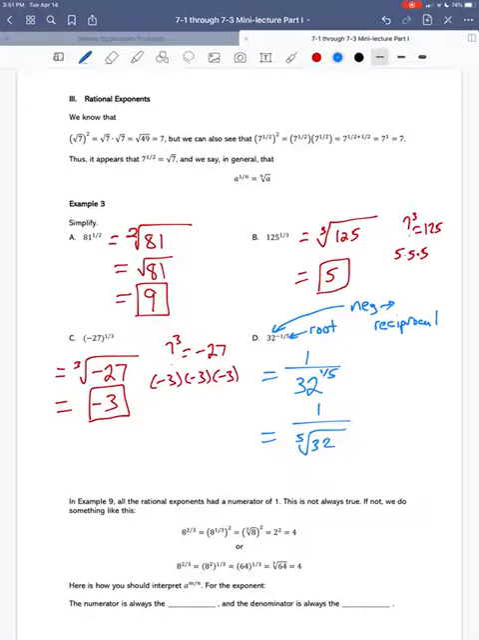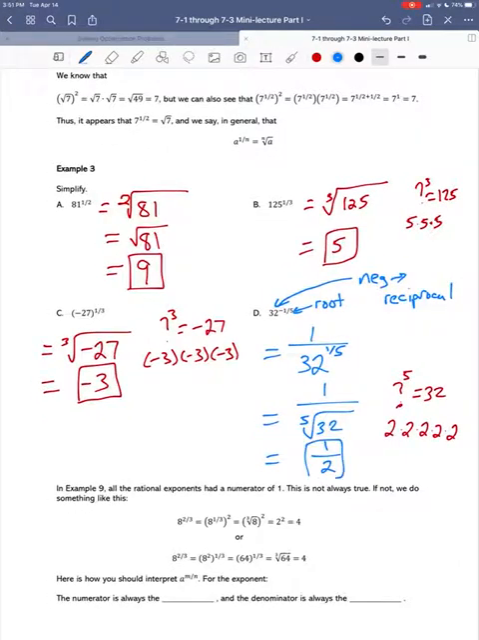And so I have to think what to the 5th power equals 32. And I think 2 works, right? 2 times 2 times 2 times 2 times 2. So that would just be 1 over 2.